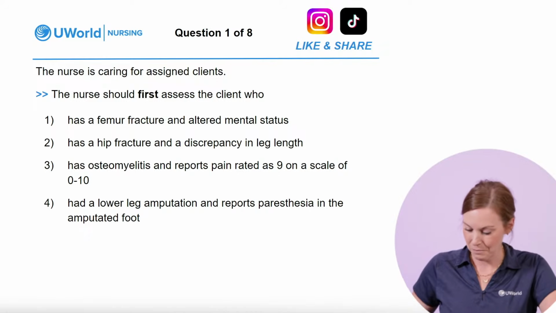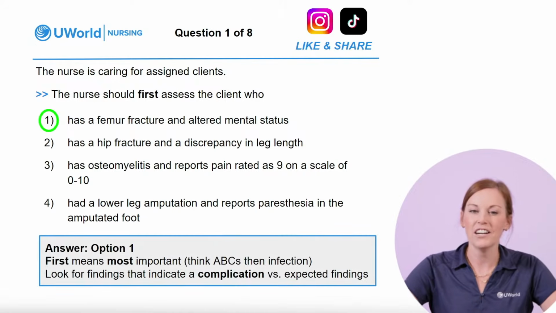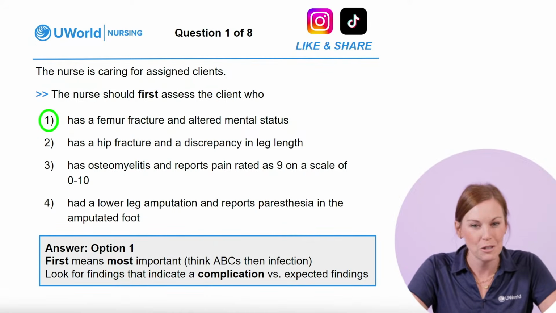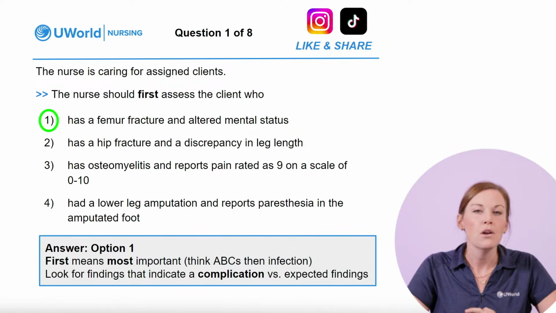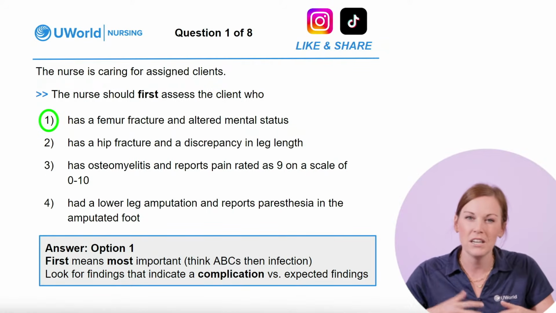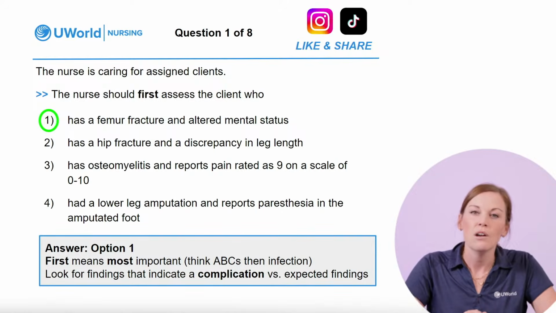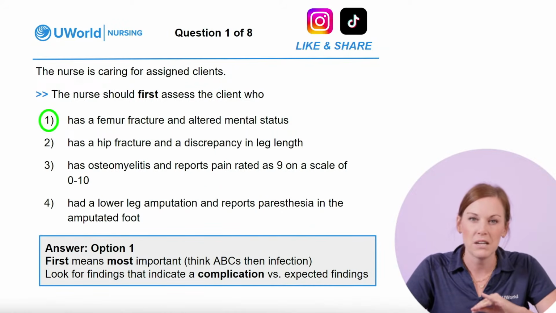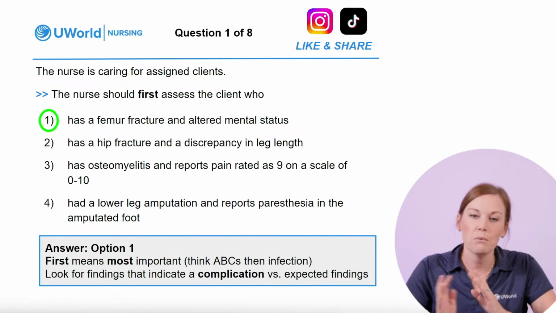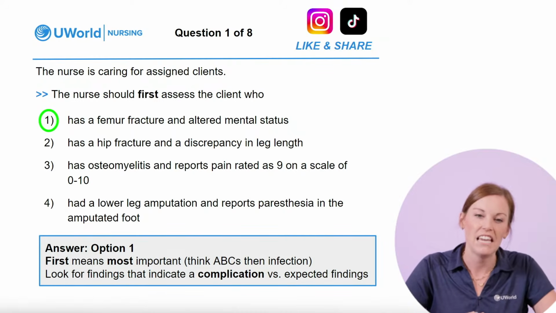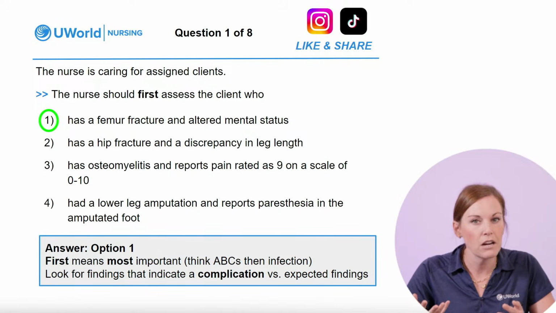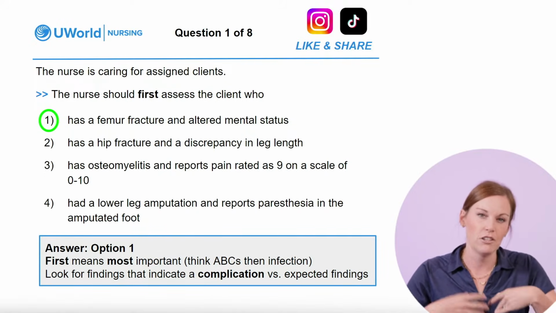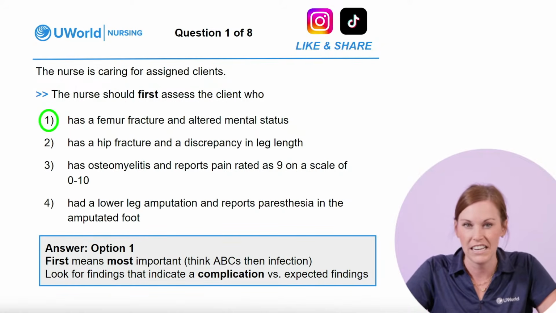Good work. All right, so our correct answer, you guys did awesome, is option 1. So again, when we see that word first, this indicates this is a prioritization question. So we are going to prioritize our options. We're going to use an ABC strategy when we're looking at these: airway, breathing, circulation. After that, we're going to worry about infection and safety. What we're seeing in option 1 is our priority finding. It's indicating a complication versus what's expected in some of these other conditions.